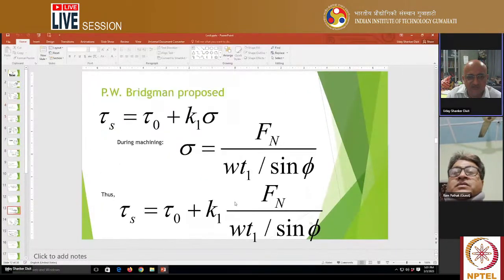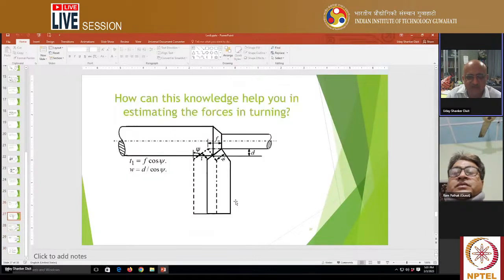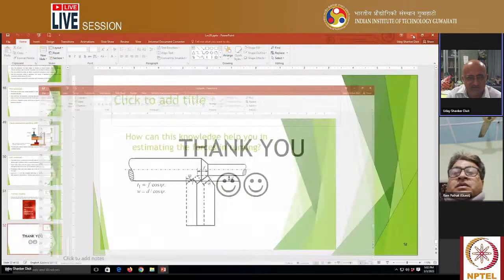Then FT is equal to, of course, some rough estimate, T1 is equal to F times this. So naturally the uncut chip thickness should be related to the feed and this contact angle. This is basically the theoretical uncut chip thickness, F divided by this. So this is a theoretical formula for T1, and similarly W is equal to D by cos psi.